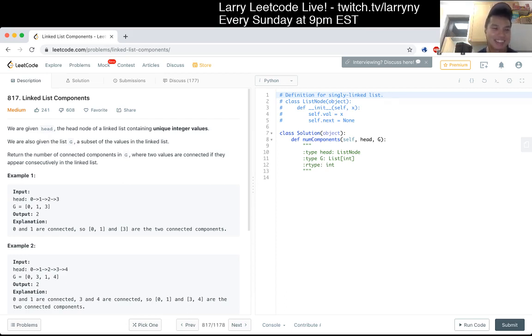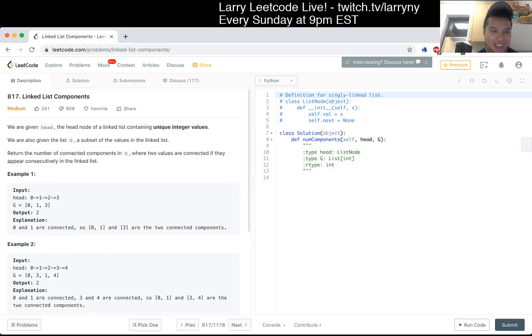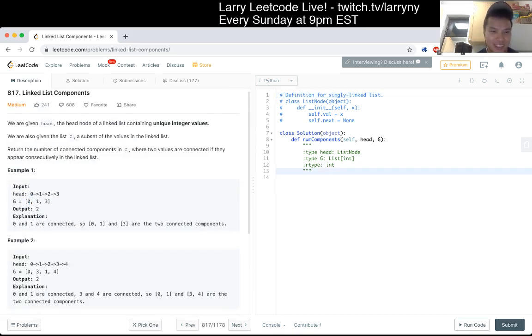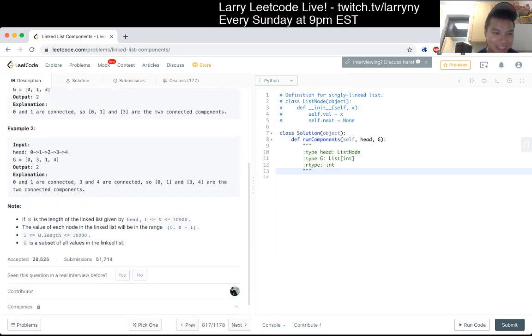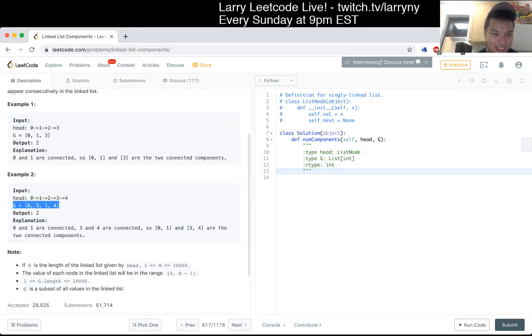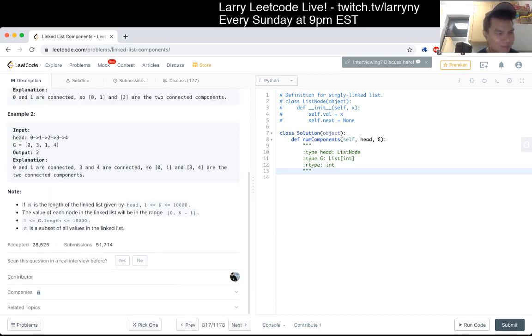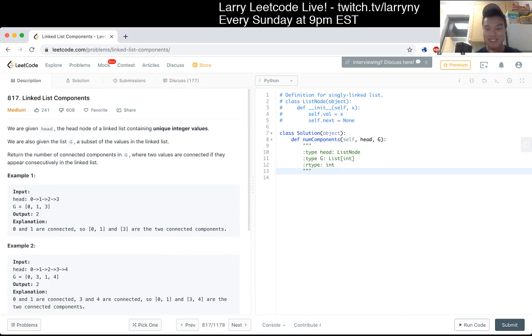Okay. I read it out loud, but I didn't really read the part. So we have a node, we have a linked list. What is going on? I'm just looking at the examples. All right, let me reread this problem. I think this is so short that I have trouble understanding. Okay, so the linked list has unique integer values, and a subset of values in the graph.